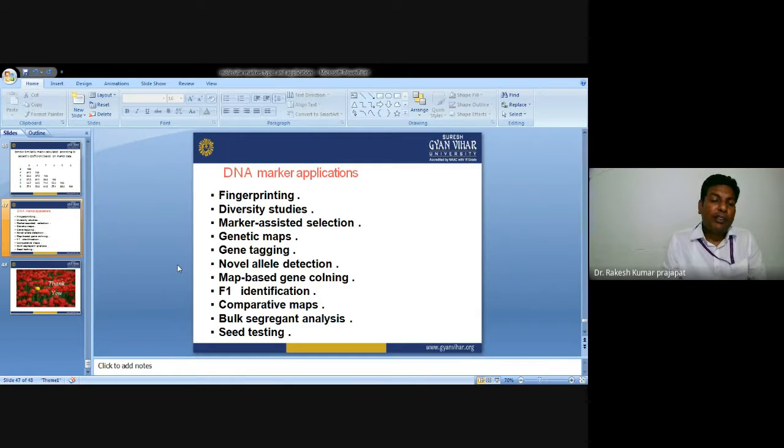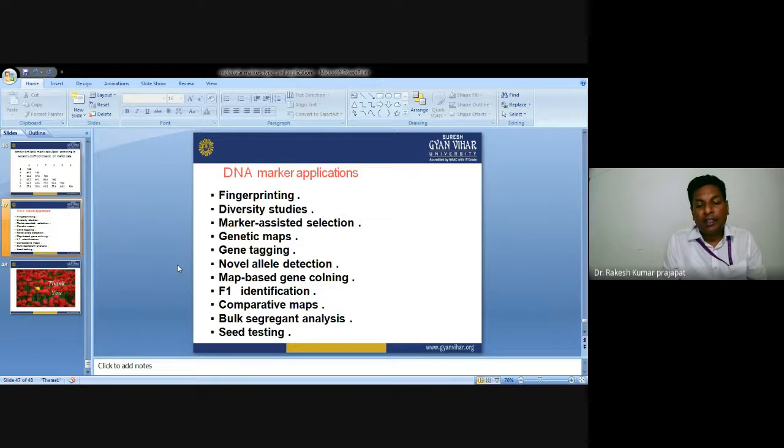Gene tagging: tagging a particular gene is very useful whenever we are isolating a gene from a cell. Novel allele detection, or exploitation of biodiversity, is another term: bioprospecting. In bioprospecting or novel allele identification, markers are utilized. Map-based gene cloning is a method of gene isolation. If we know the genetic linkage map of a particular crop, a gene can easily be cloned or identified. F1 or hybrid identification can be done with the help of well-characterized molecular markers.